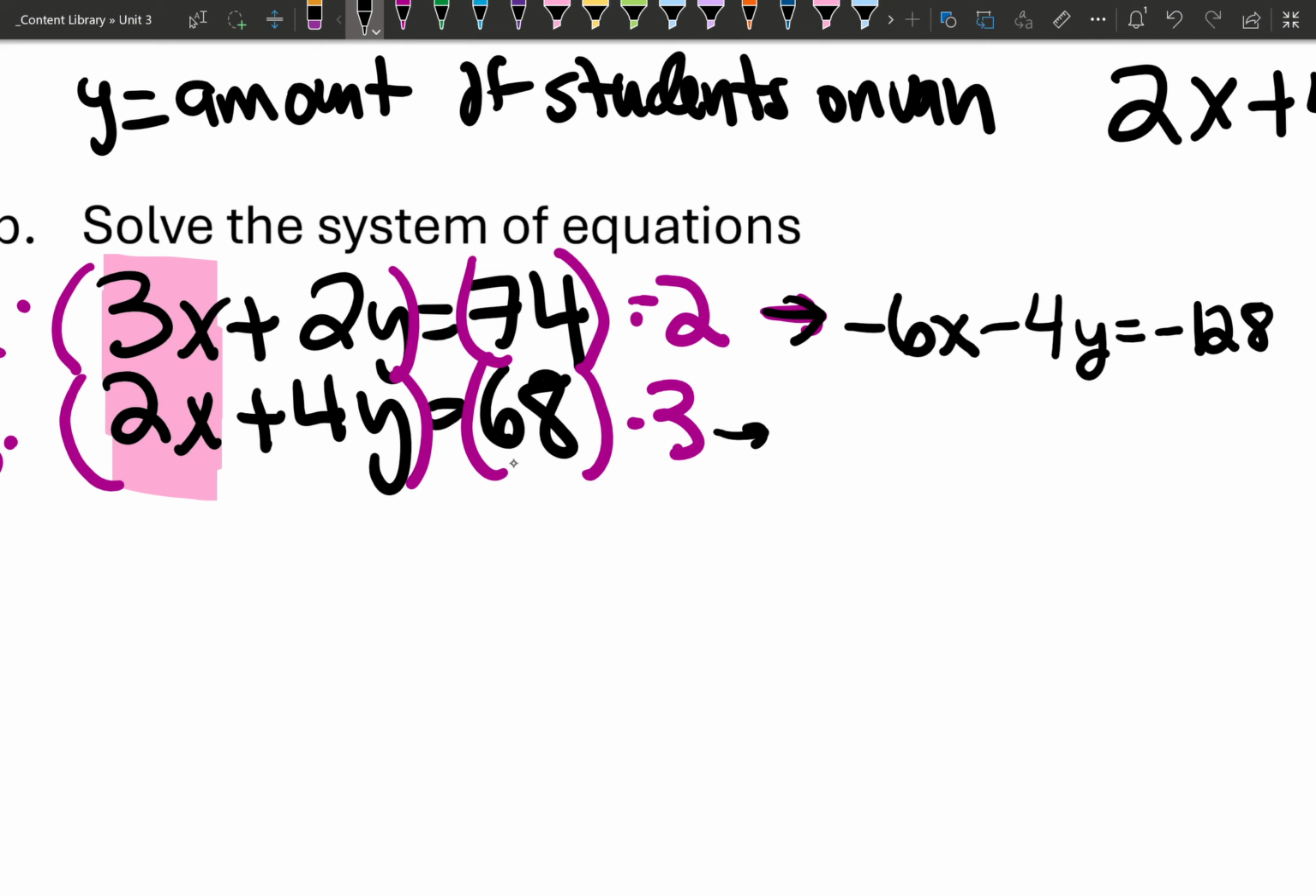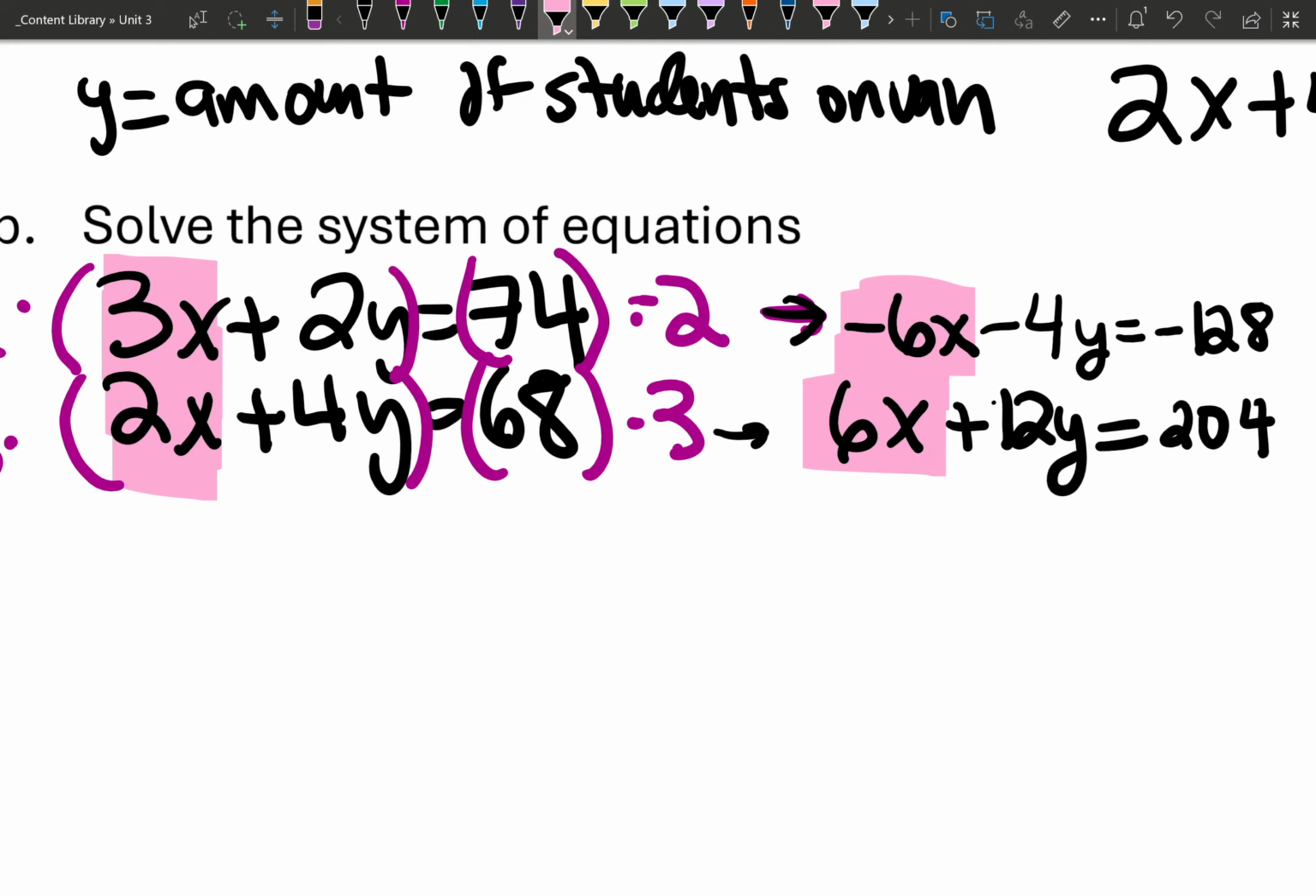Next we've got times 3. 3 times 3 is 9x. 3 times 4 is 12y. And 3 times 68 is 18, 19, 20, 204. And as you can see here, our x's will cancel. Let's do it.